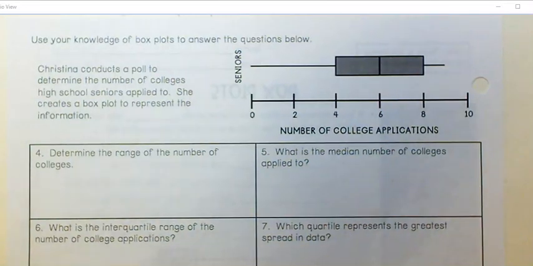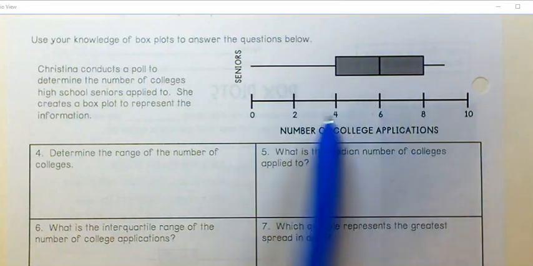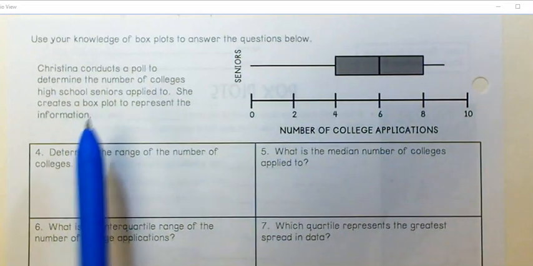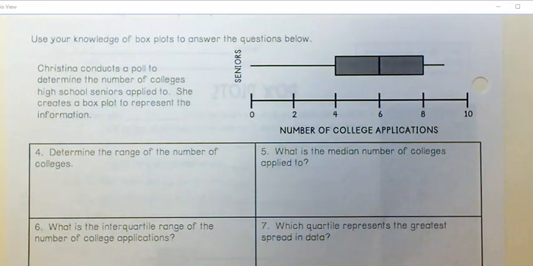Welcome to part 2 of student handout number 6 about box plots. We're now on the back. It says use your knowledge of box plots to answer the questions below. So here we've got a box plot, and we've got a description of kind of what's going on. Christina conducts a poll to determine the number of colleges high school seniors applied to. She creates a box plot to represent the information.